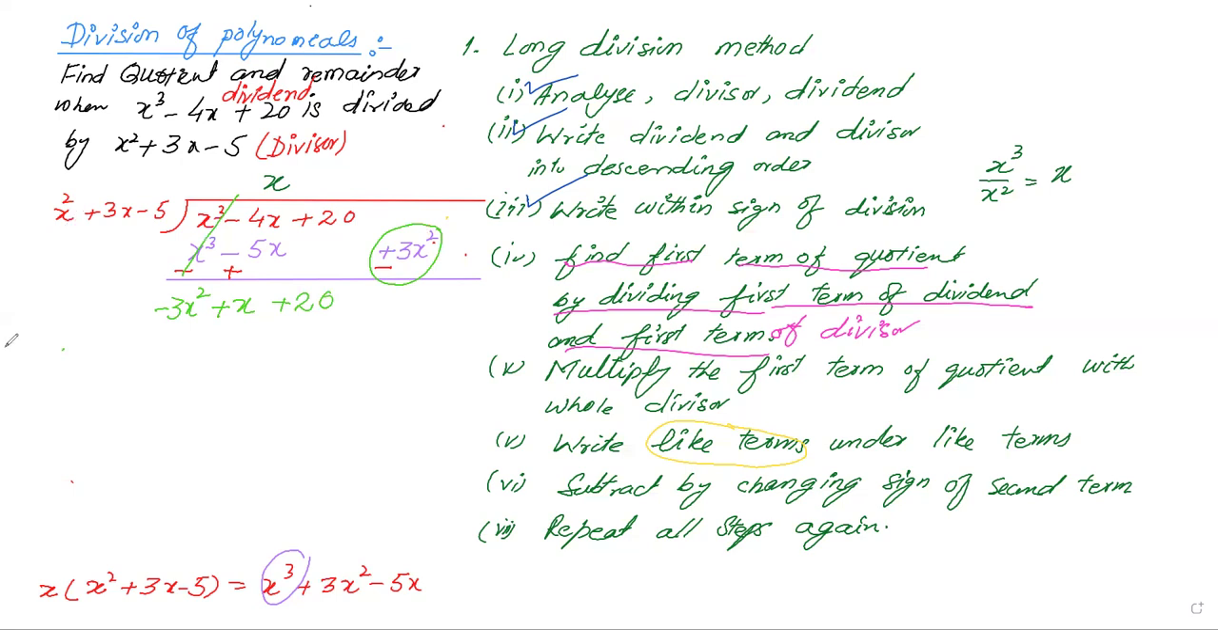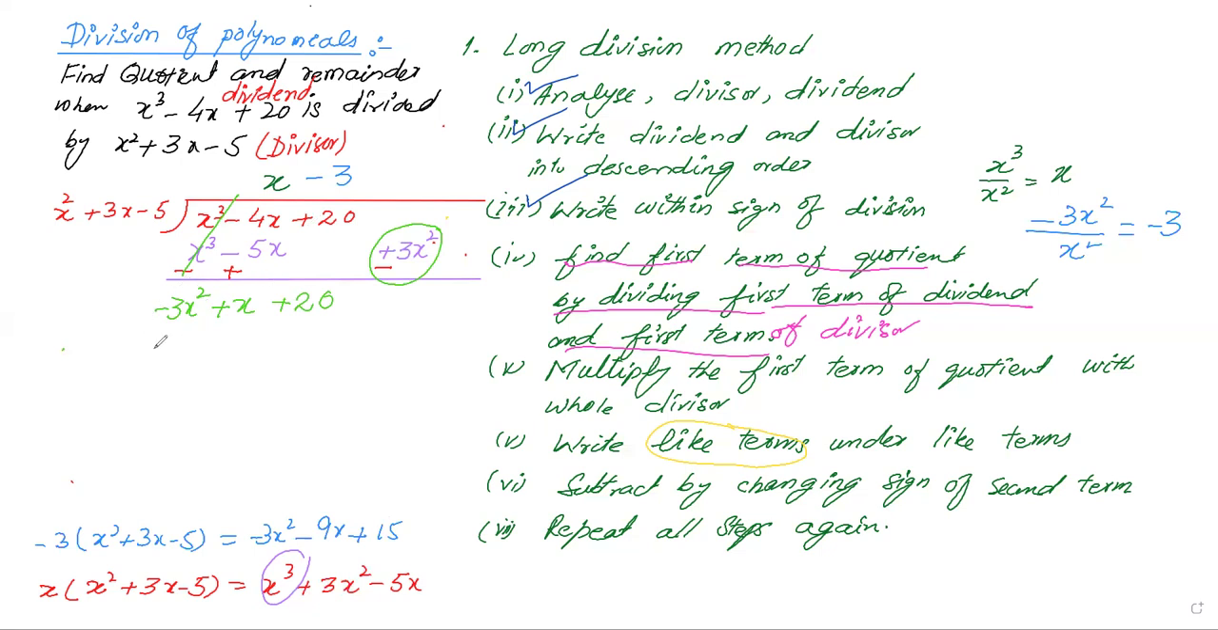Again, the next step is you have to find the second term of the quotient. What will you do? You will take minus 3x square and divide by x square. After cancellation, I will get minus 3. So you have to write minus 3 over here. The second term, with the sign, you have to multiply by this whole divisor. So minus 3 multiplied by x square plus 3x minus 5. I will get minus 3x square minus 9x, if I'm not wrong, plus 15, the simple term.